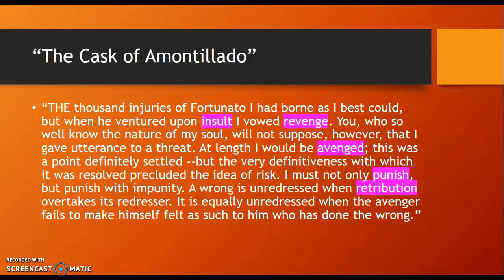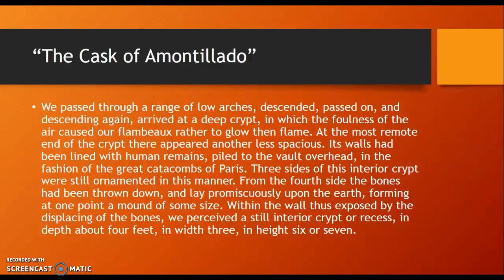So, we just looked at how to analyze tone. How can we analyze mood? Well, let's look at another example from The Cask of Amontillado.